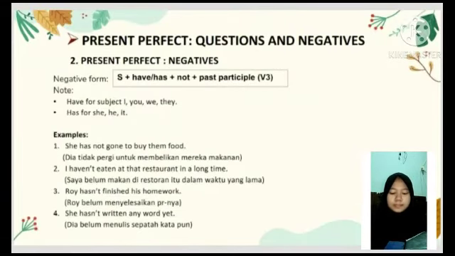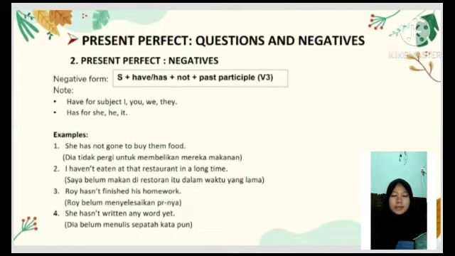2. Present perfect negatives. Negative form is subject plus have or has plus not plus verb 3. Not have for I, we, they and has for she, he, it. For example, she has not gone to buy them food. Dia tidak pergi untuk membelikan mereka makanan. The form is subject plus has plus not plus verb 3 plus object.